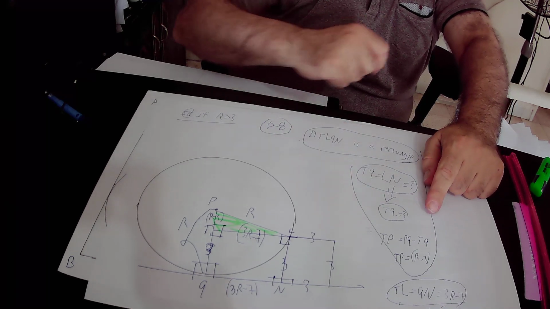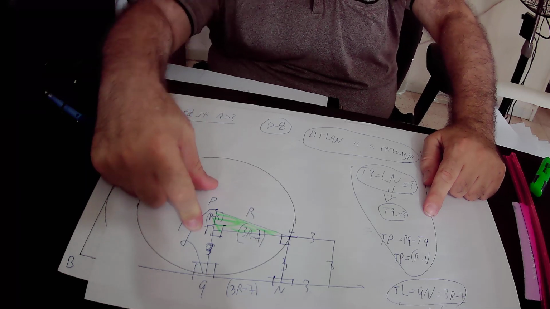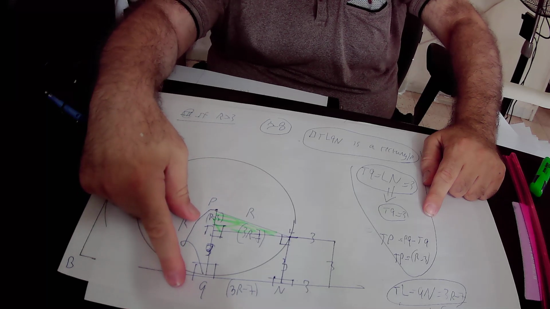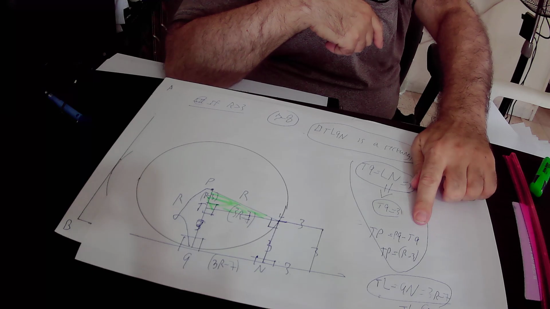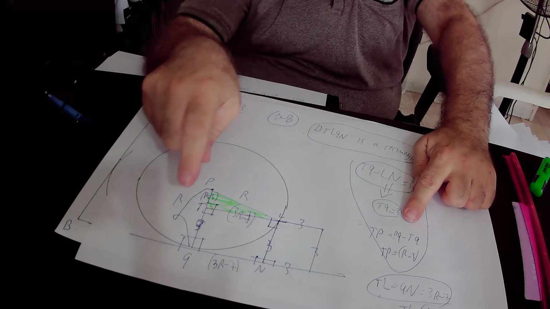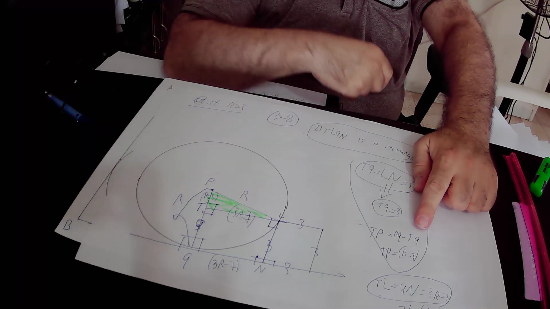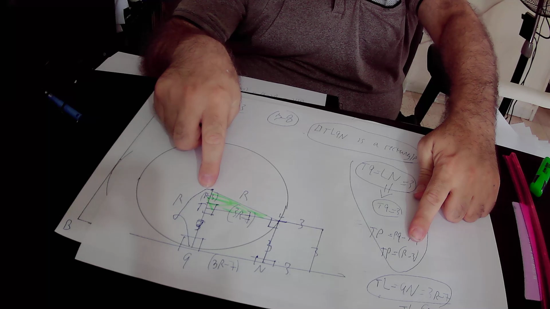But before that, what is the length of PT? From the drawing, it is very easy to see that PT equals PQ minus TQ. PQ equals R, and TQ equals 3. So in conclusion, we found out that TP equals R minus 3.